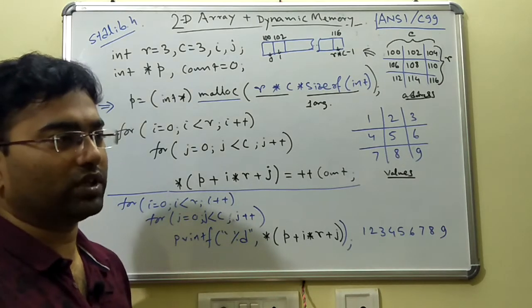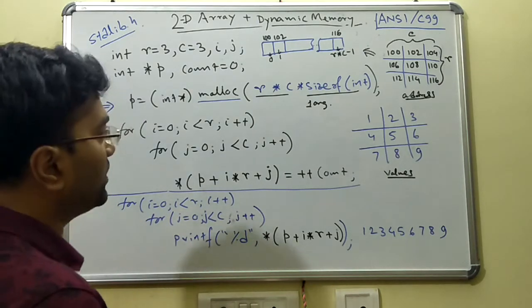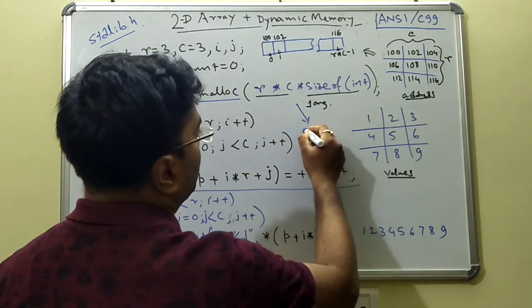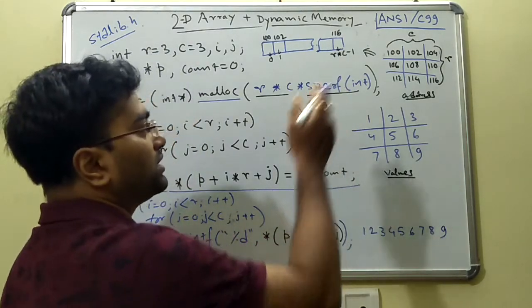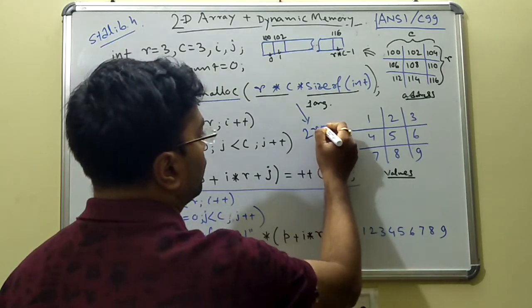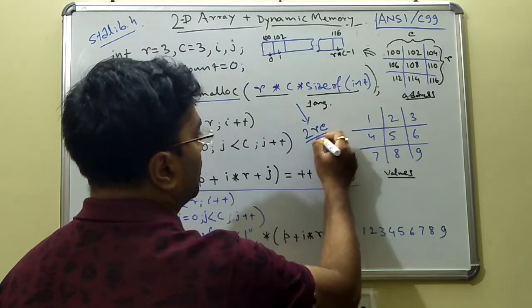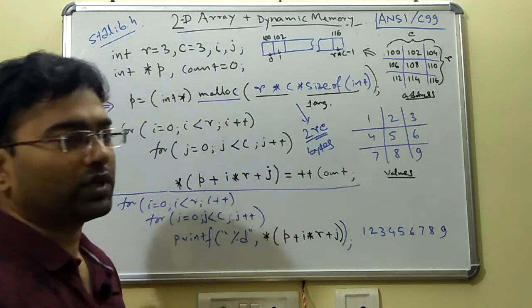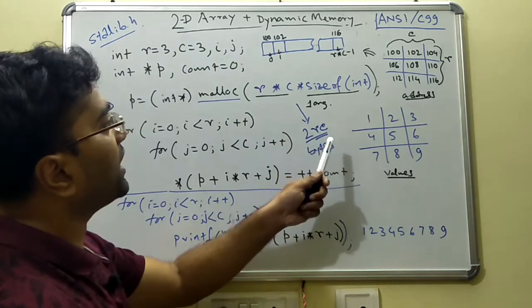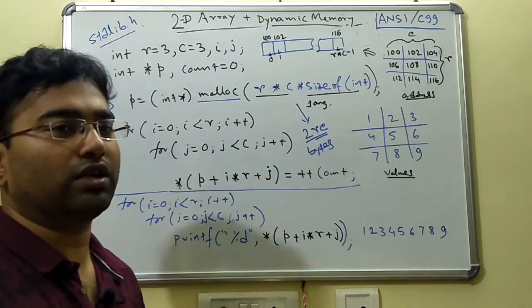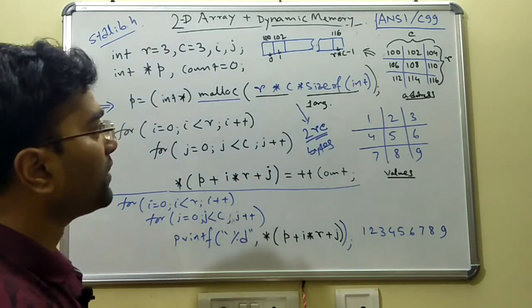Okay, so how big is the chunk? What will be the size of this malloc? It will be 2rc, if you assume, as per the ANSI C99 standard, an integer means 2 bytes. So it will be this many bytes, and as always the index starts from 0, so the last index will be r into c minus 1.